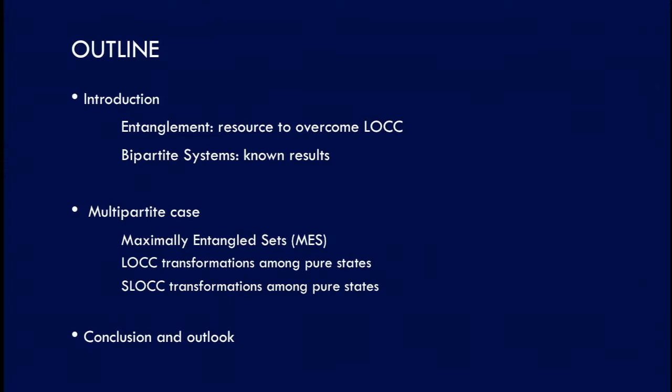So what we did was to go back to these very roots of entanglement theory and to consider also the bipartite systems and the known results, and this is what I would like to start here with. And what we want to do is to generalize some of these results to the multipartite case. In particular, I want to answer here a very simple question, namely, what is the analog of the maximally entangled bipartite state in a multipartite setting?